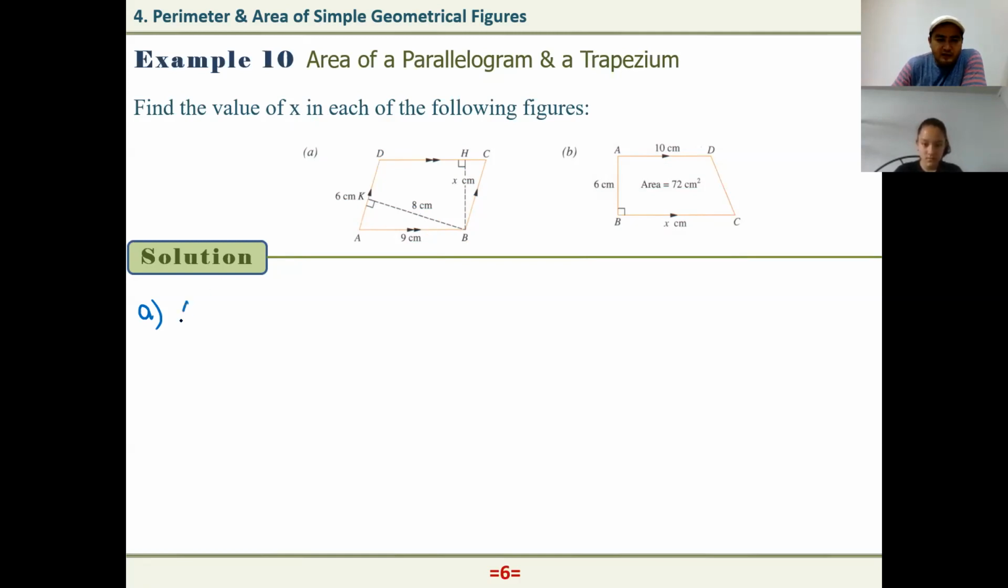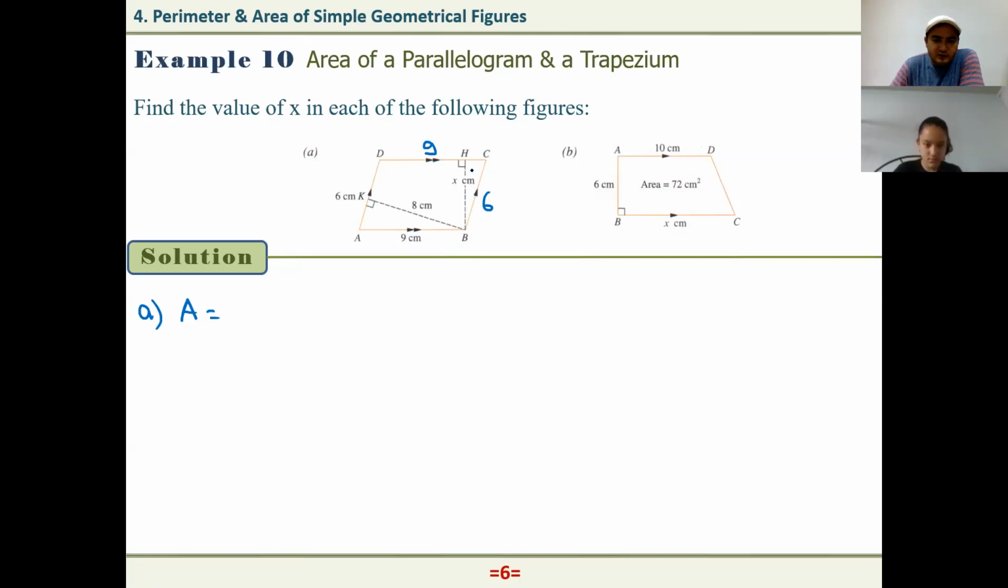So now, how can we find the area of the parallelogram? If you remember the formula, it's just base times height, right? And we know the opposite sides are equal. If this side is 9, also this should be 9 centimeters. If this side is 6, also it should be 6 centimeters. So as you know, in two different ways, I can find the area, right? Either using this height and base or this height and base.